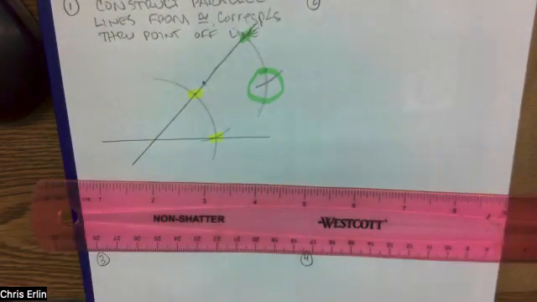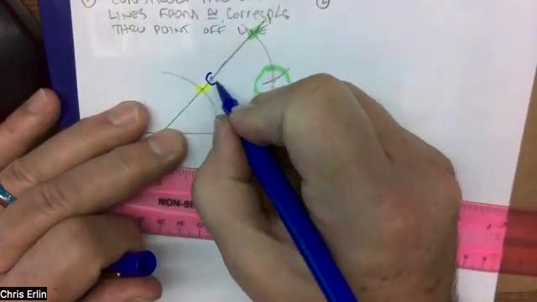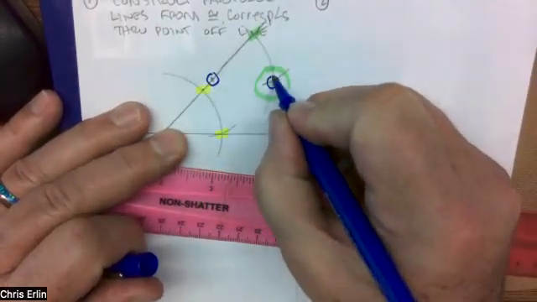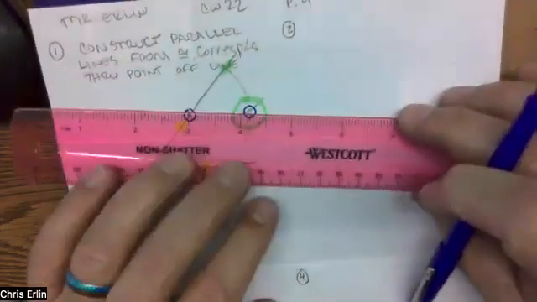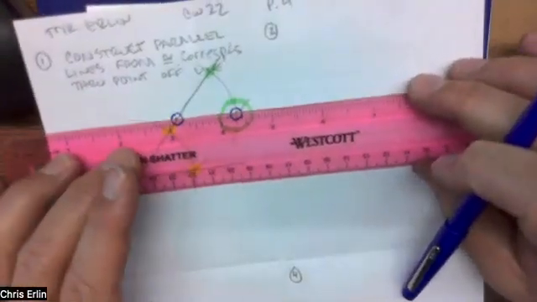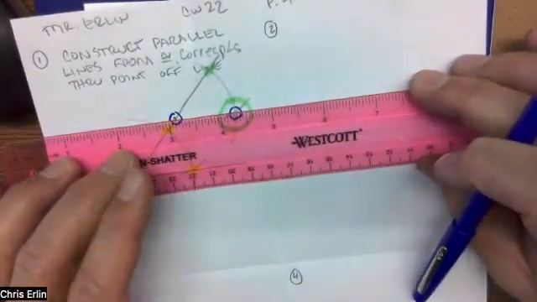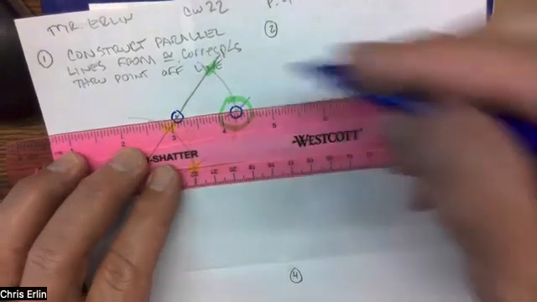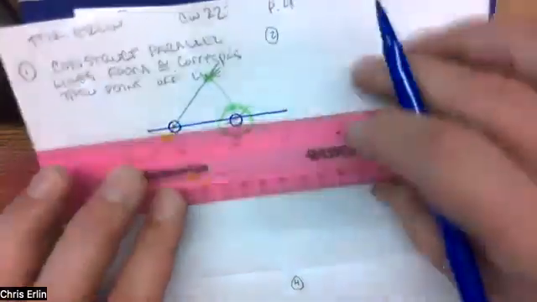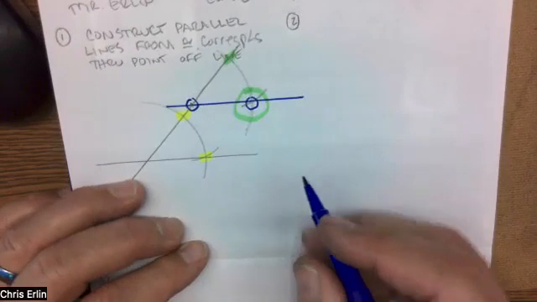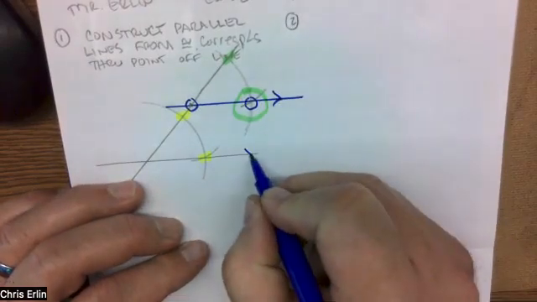And if I've done it correctly, I expect that I can take the point I was looking for and this point of intersection and connect them, giving myself a line that is parallel to the original line. And I'll mark it as parallel.